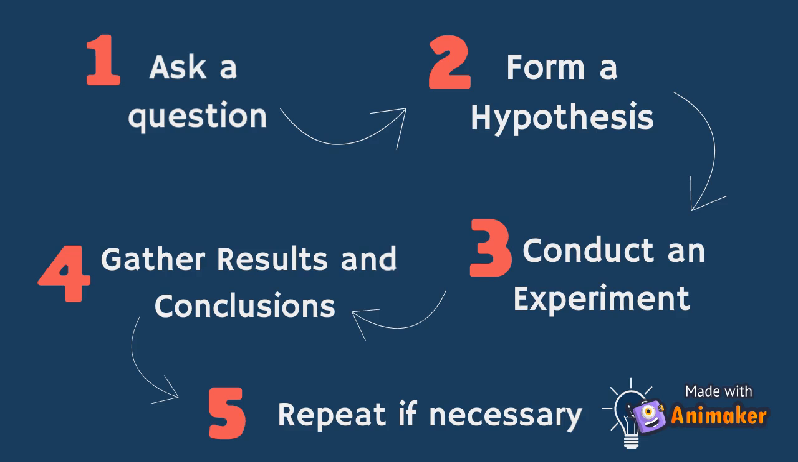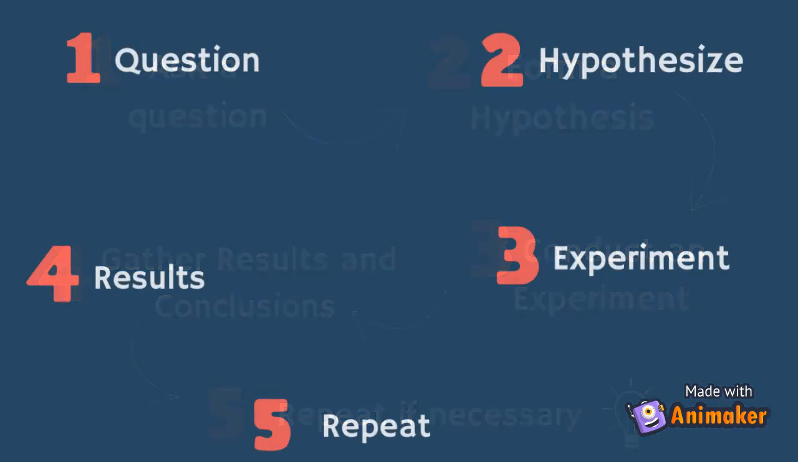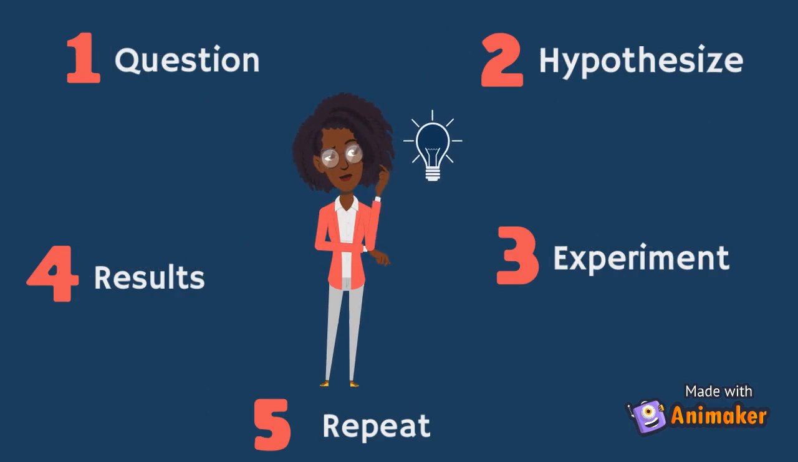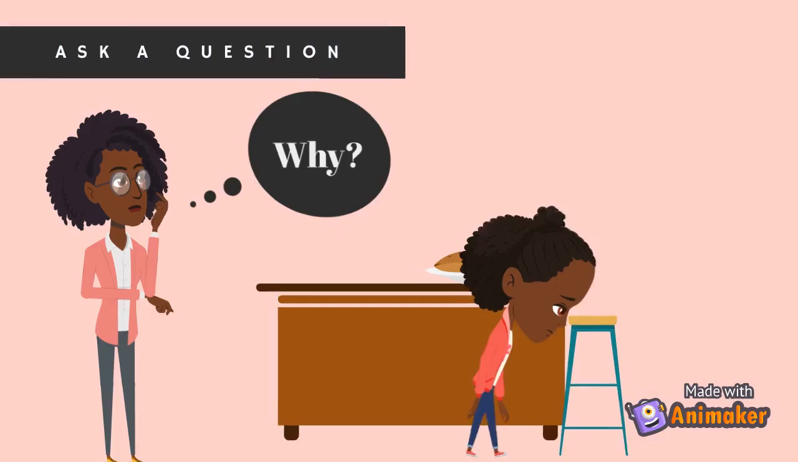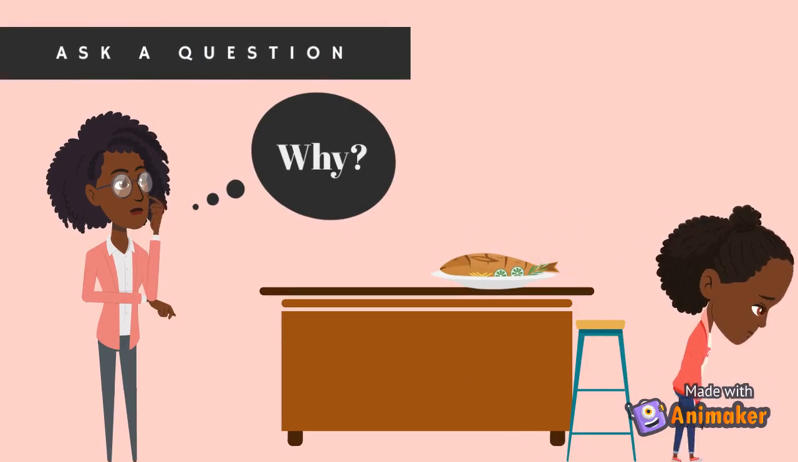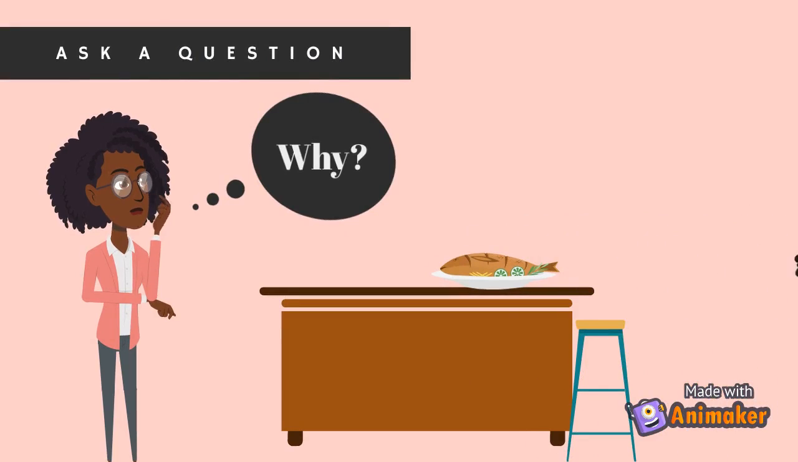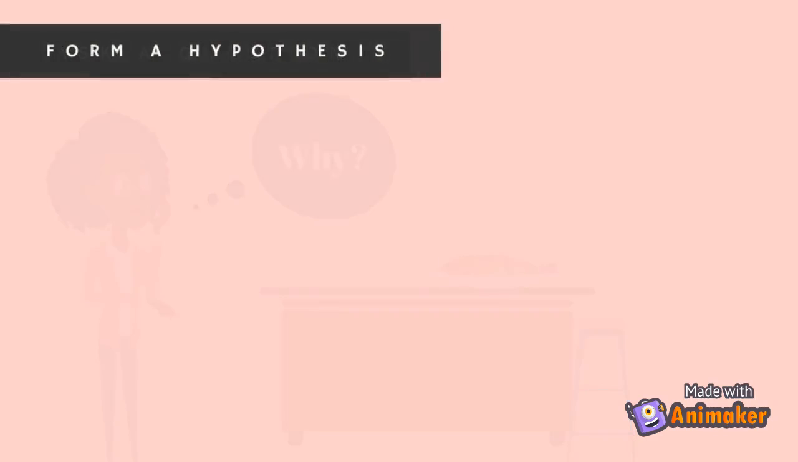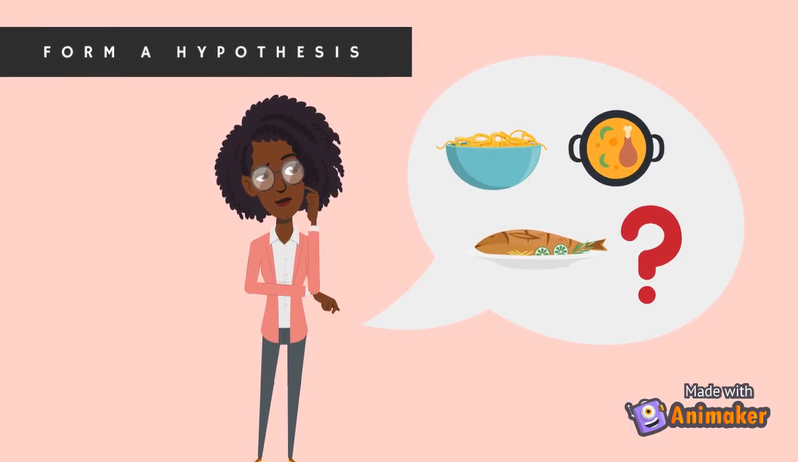Now, although this seemed like a fairly common situation, Beatrice actually used the scientific method to figure out what to feed Cassandra for dinner. Let's break it down. Ask a question. After Cassandra refuses to eat dinner, Beatrice asks herself what Cassandra would eat. Form a hypothesis. After considering a few different ideas, Beatrice hypothesized that Cassandra may eat spaghetti.